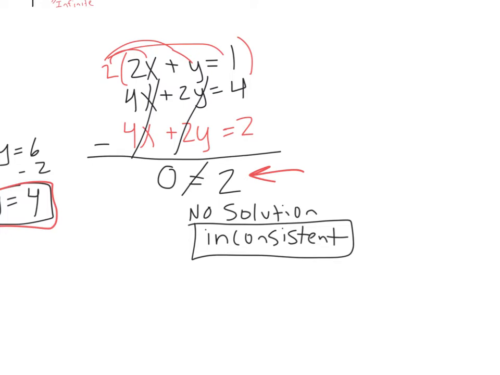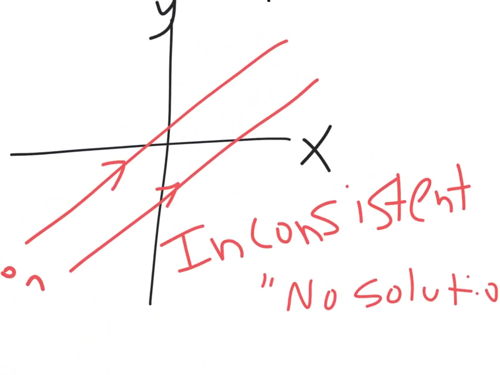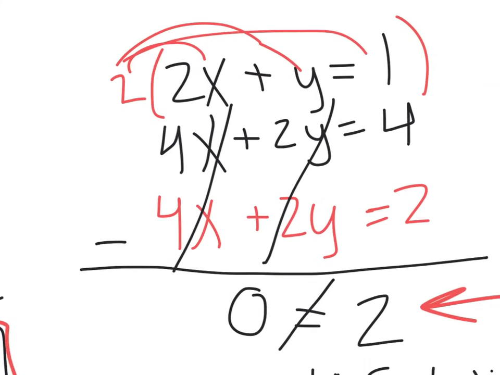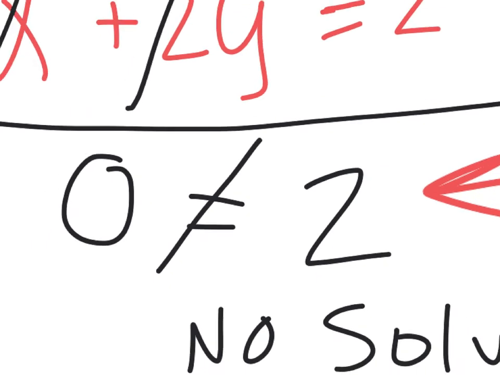So remember, an inconsistent system, that's parallel lines, right? That's what we just found. And the indicator for that algebraically was a false statement that we were left with at the end, where we just had numbers left, and it wasn't true.